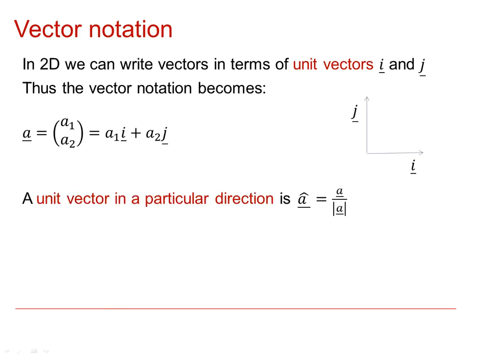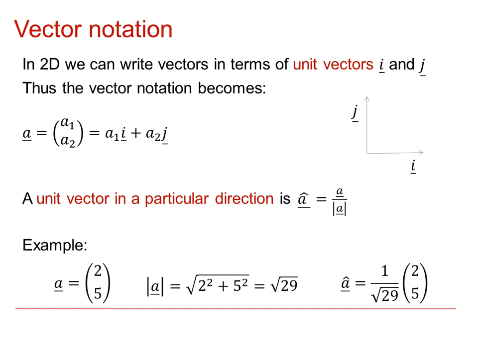So, a unit vector in a particular direction, a hat. We can find that by taking the vector a and dividing it by its length. So a hat is a over the modulus of a. In an example of that, here we have a calculation for the vector 2, 5. You can see that the length of the vector is root 29, and therefore a hat will be the vector 2, 5 divided by the square root of 29.